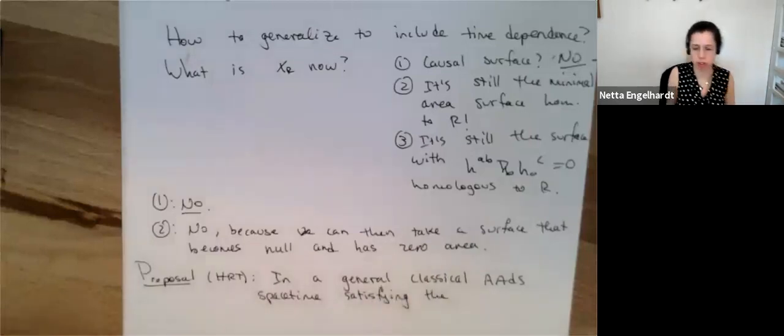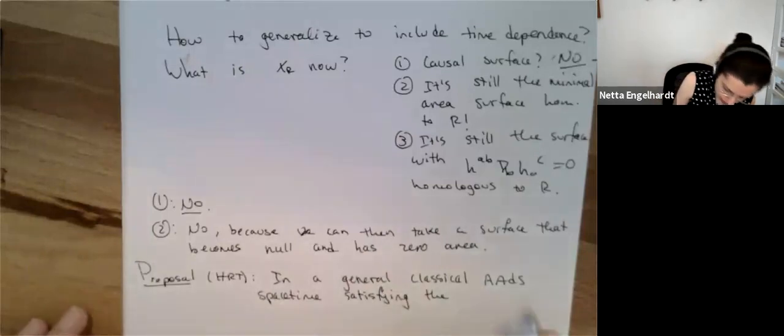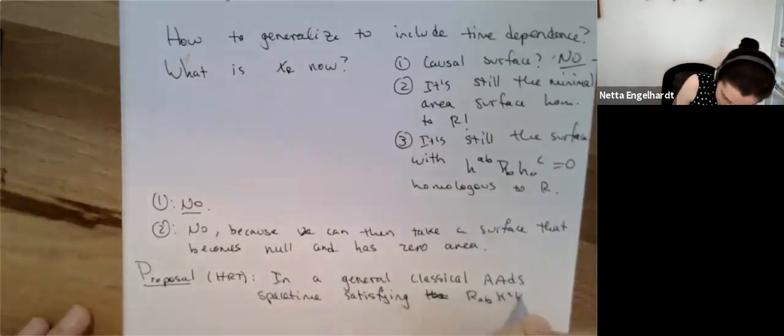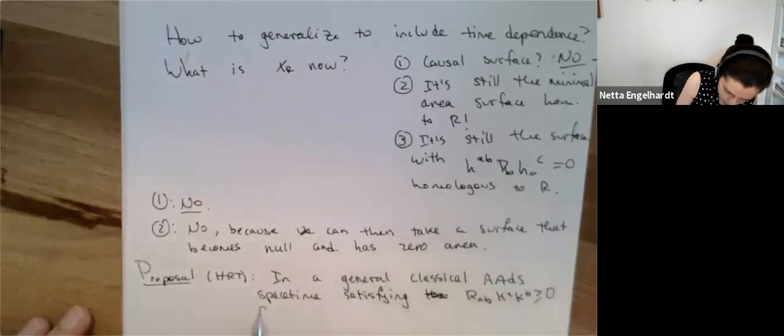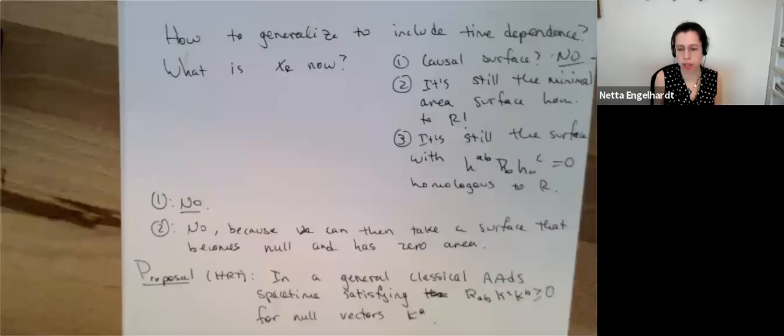This wasn't part of the original proposal, but it's possible to find violations of things like strong subadditivity if you don't demand it. Satisfying R_AB K^A K^B greater than or equal to 0 for null vectors K. I framed it here as a curvature condition, but since we're probably going to be assuming the Einstein equation most of the time, this is just the null energy condition. I just put a T over here, the stress tensor.